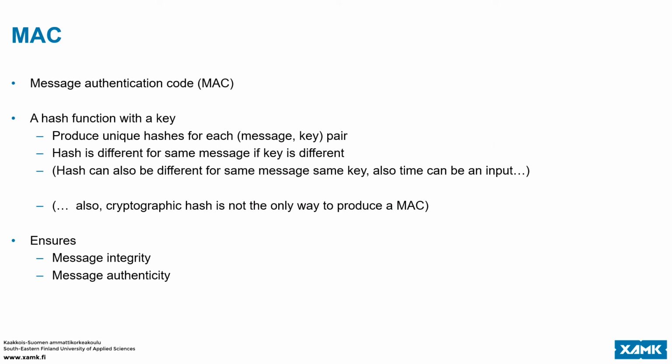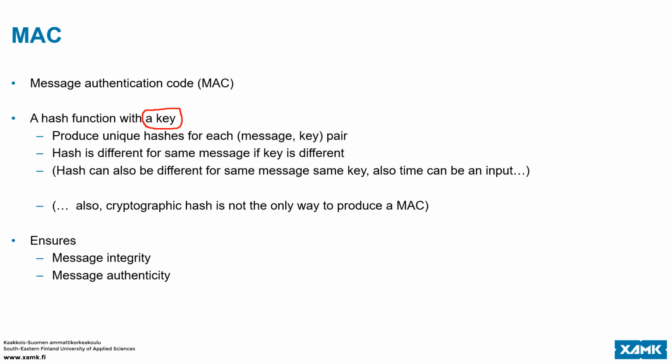Hashes themselves have many use cases, but they are particularly useful when they're used to create MACs, or message authentication codes. A MAC is a hash function that is produced using an individual key for each message. So a message authentication code algorithm produces unique hashes for each message key pair. That is, the hash is different for the same message if the key is also different. The hash can also be different for the same message and the same key. Also, time can be an input if we are really concerned about the integrity of the messages, but this is a side note at this point.